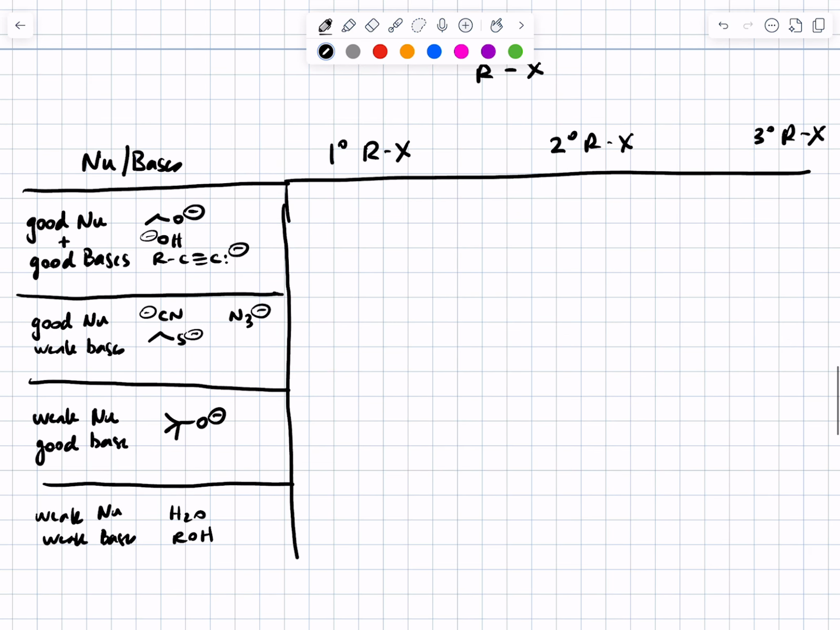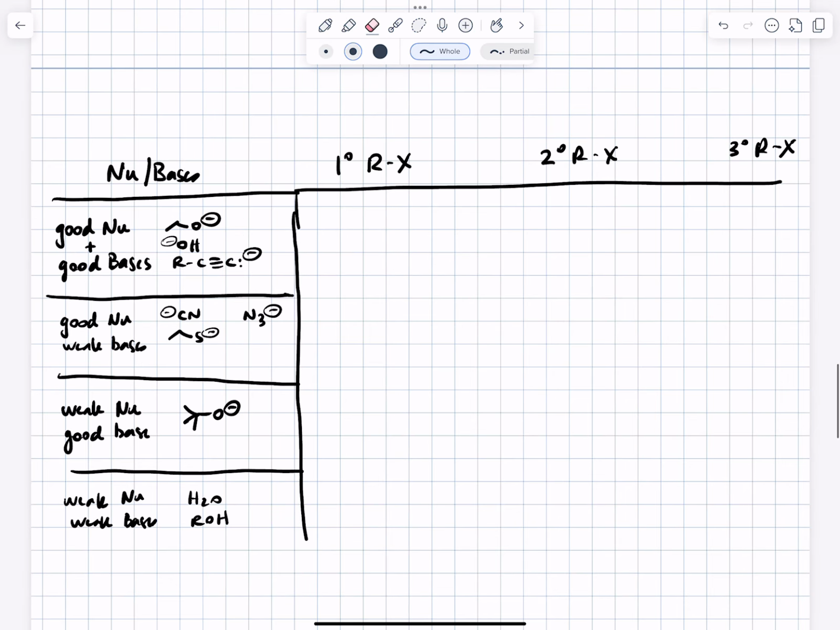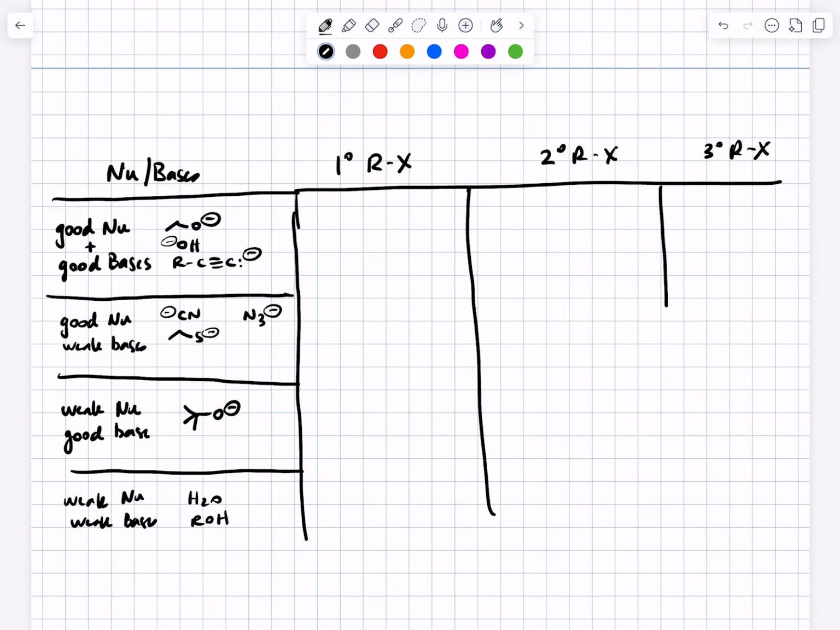And we'll remember that what we've learned so far is that SN2 is slow or impossible for tertiary alkyl halides because of sterics, and that E2 is slow for primary alkyl halides or primary leaving groups because they have fewer beta protons and because the alkenes they form are less stable. All right, so we'll go through for each of these 4 categories of nucleophiles and bases. We can sort of predict what will happen.